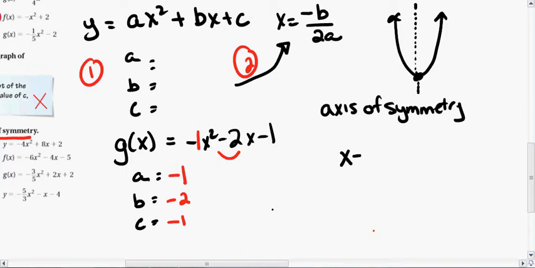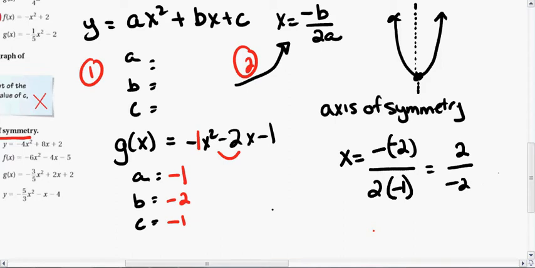So x equals the opposite of b, which is the opposite of negative 2, over 2 times the value of a, and a is negative 1. Now we'll clean this up a little bit. The opposite of negative 2 is just plain 2. 2 times negative 1 is negative 2. And 2 divided by negative 2 is negative 1. So my axis of symmetry is x equals negative 1.